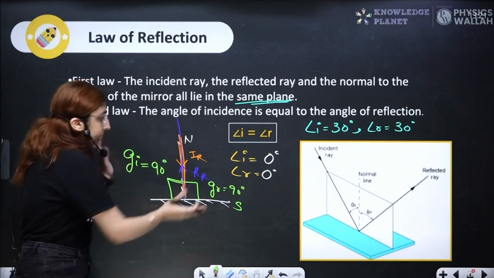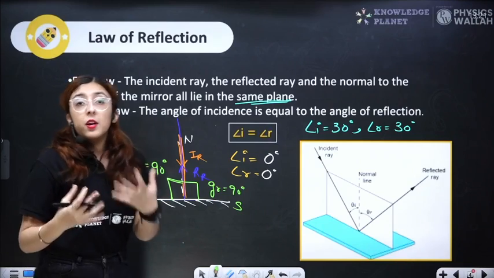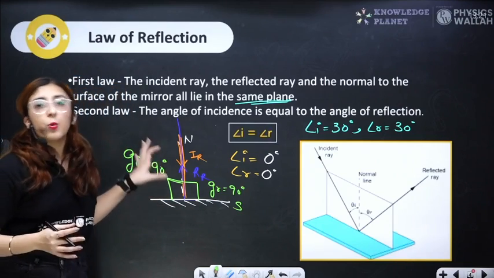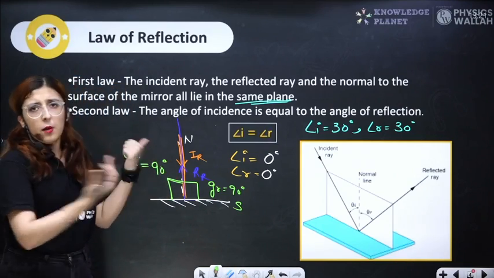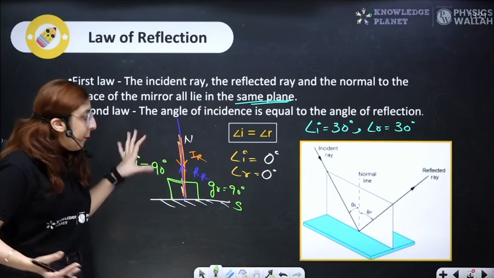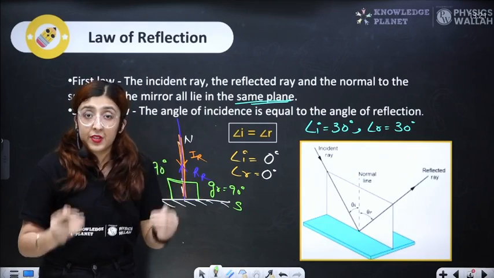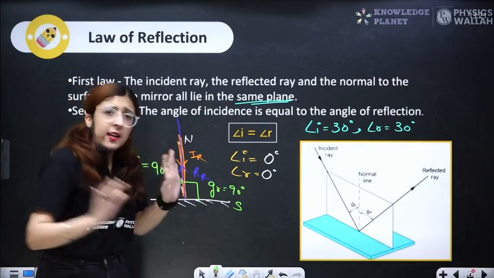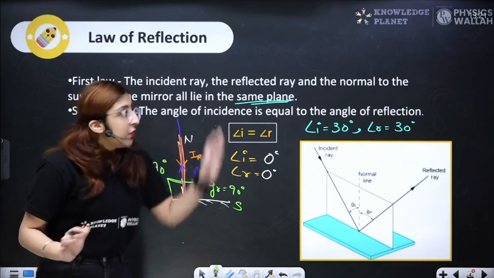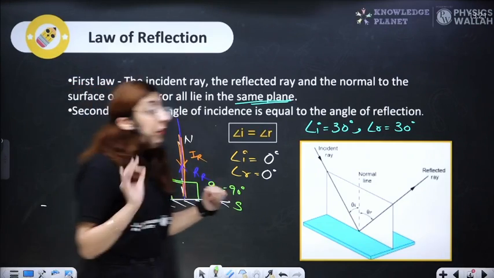This information we actually use in our numericals. That is why we are talking about it. Taking this information, of course, we are going to proceed, and I believe till here the things are clear. So, these are the two laws of reflection.